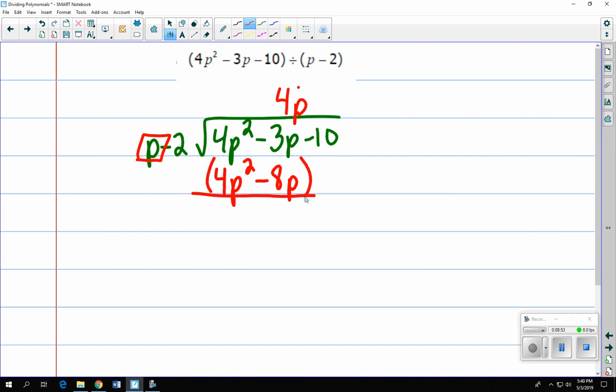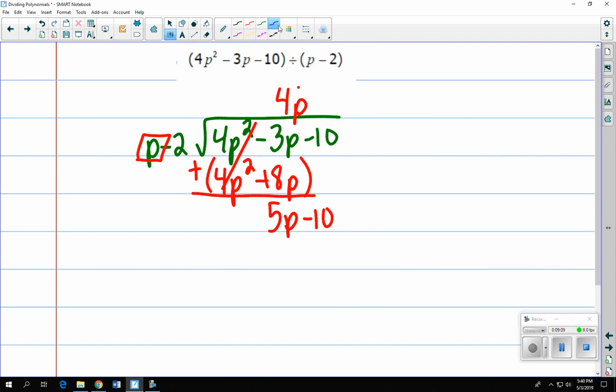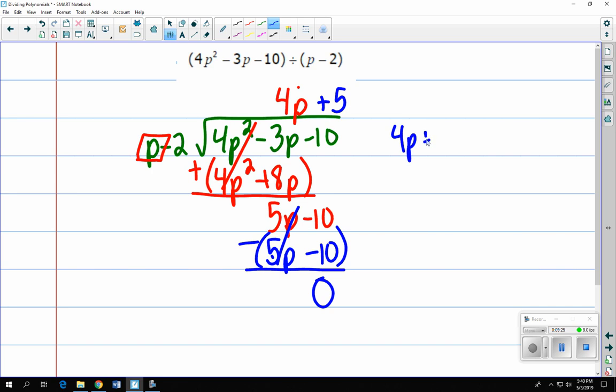I'm going to place my term in parentheses, subtract, cancel out. Negative 3p minus a negative 8p. Double negatives, negative 3 plus 8 is going to give me a 5p minus 10. Now I look at how many times can p go into 5p? A positive 5 times. 5 times p is 5p. 5 times a negative 2 is a negative 10. Put my term in parentheses, subtract, they cancel, I get a remainder of 0. My final answer will be 4p plus 5.